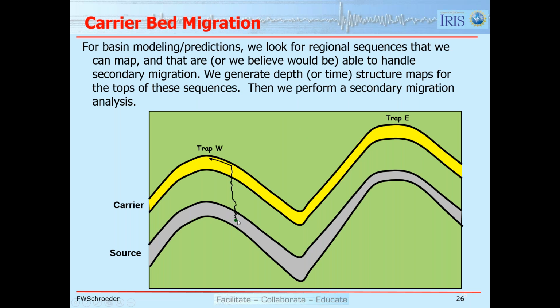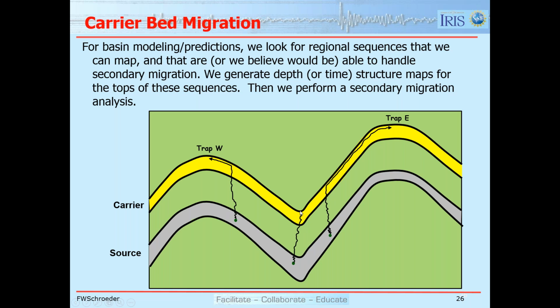So we might generate some hydrocarbon here. The primary migration gets it out of the source. It reaches the top of the carrier bed. We have a less permeable, more sealing lithology above the yellow, and so it moves up dip to get to the highest point on the structure in trap W. Similarly, if we generate a molecule here, it will move up into trap E.